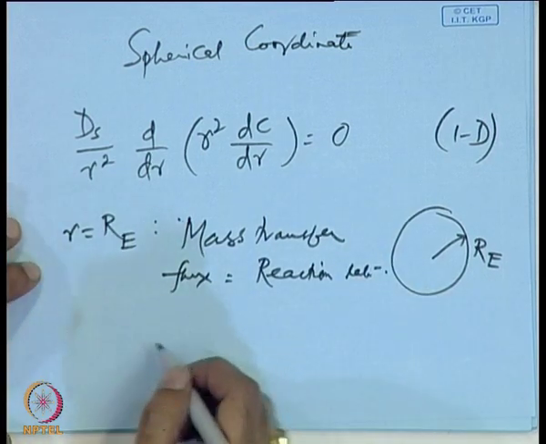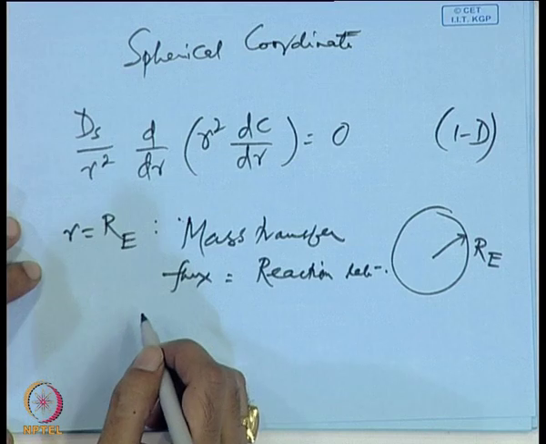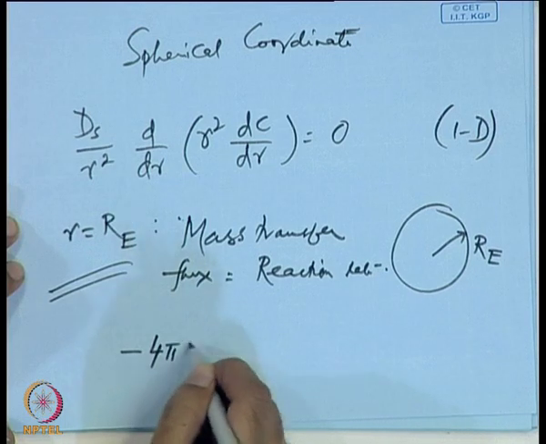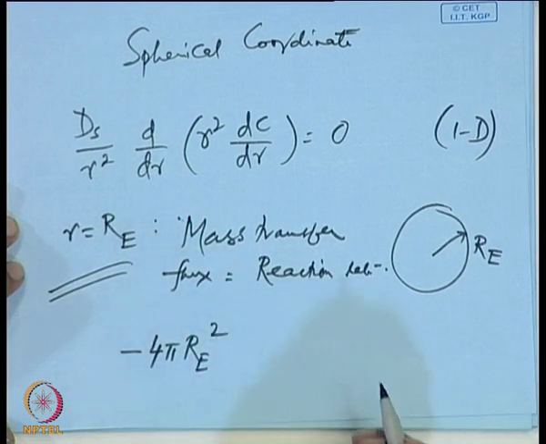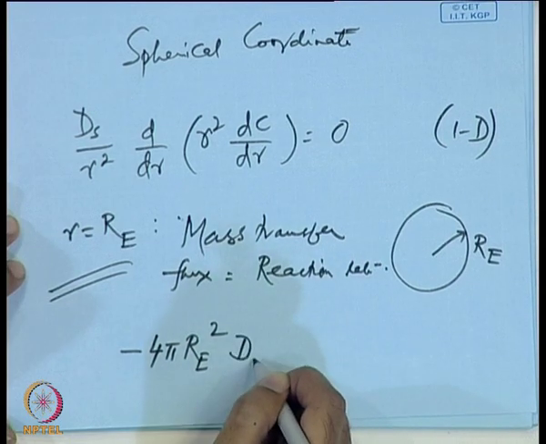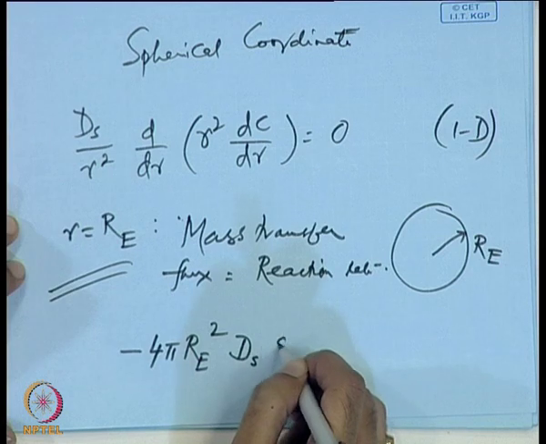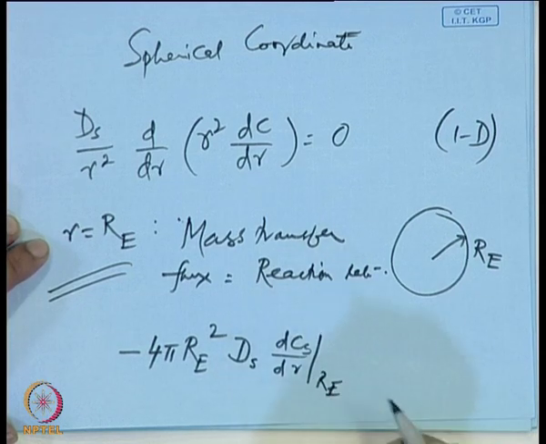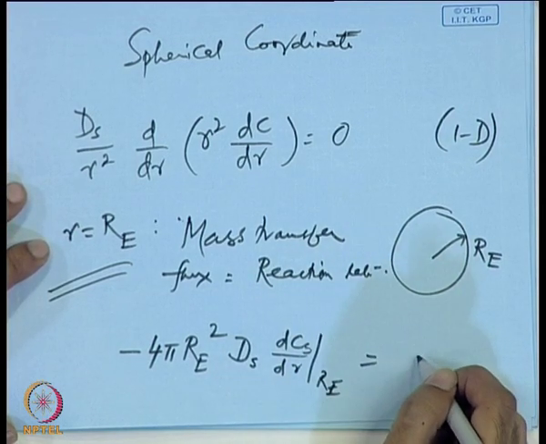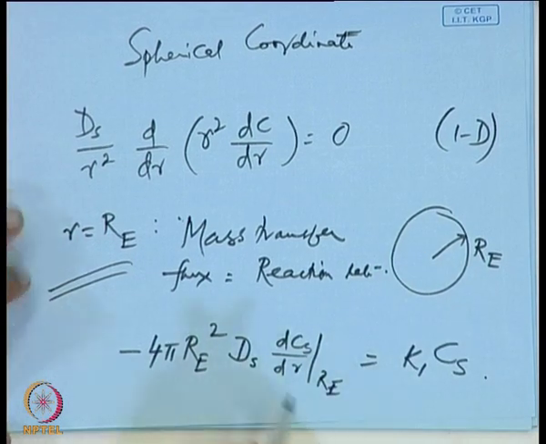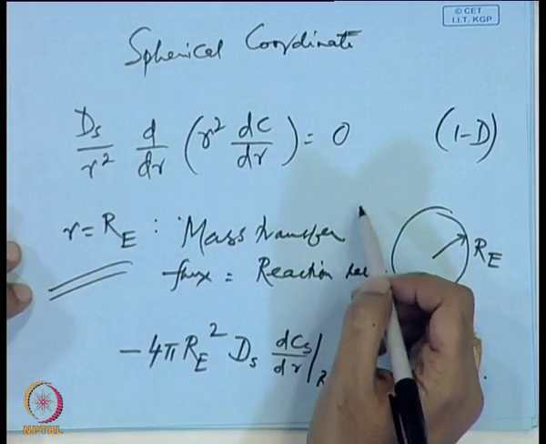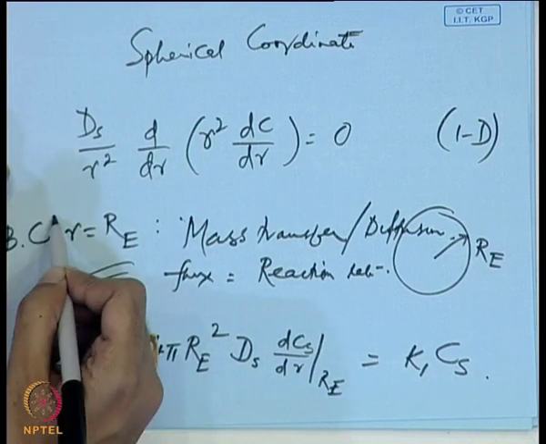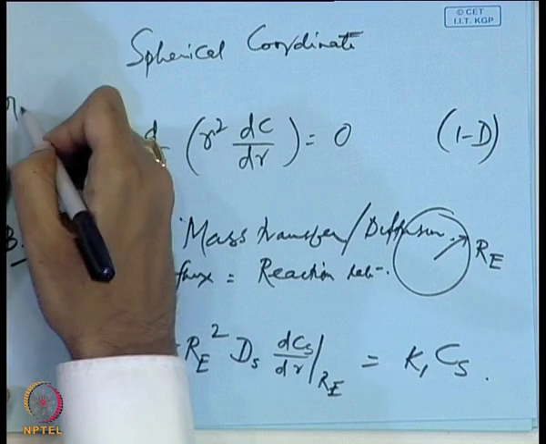Okay, so what is your mass transfer diffusion flux? Mass transfer flux is the same as diffusion flux. So what is it going to be? Minus 4 pi Re square, if I add the surface area, times, very simple, Ds times dCs dr at Re. So this is my diffusional flux equal to reaction rate, which is K1 times Cs. Is that clear, everybody? So this is my boundary condition BC1. Okay, so this is my governing equation.